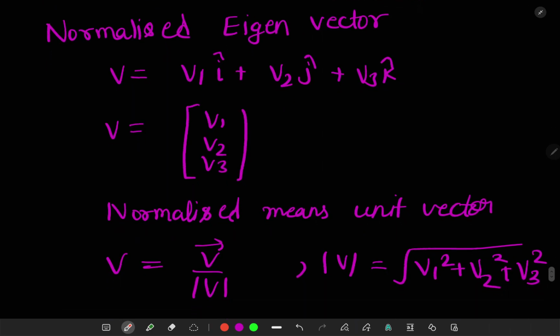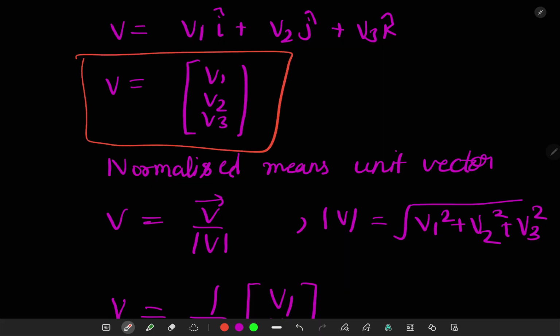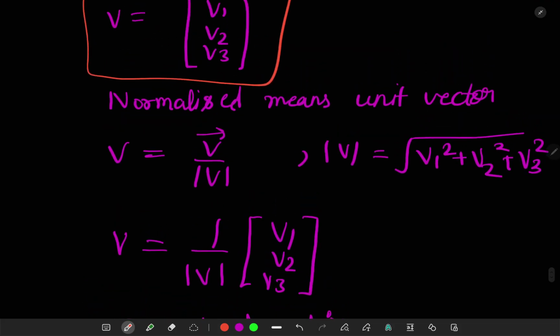Now normalized eigenvector. We have a vector V which we can write like that in vector form, with i, j, k, or in matrix form we can write this as so. Normalized means unit vector. So normally, just like we find the unit vector, we find the normalized vector in this way. This is, as we know, the unit vector formula.